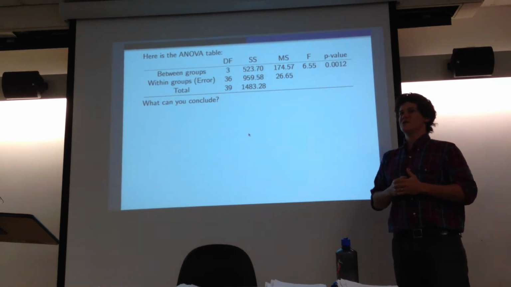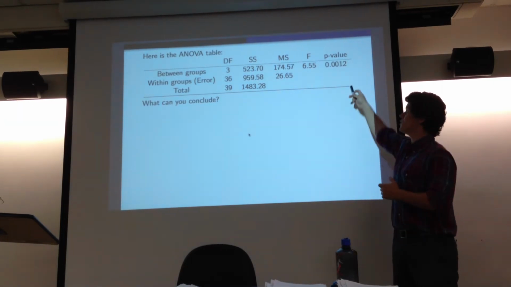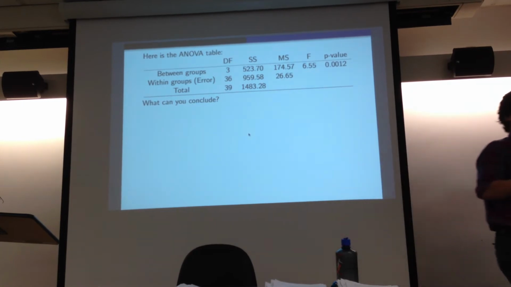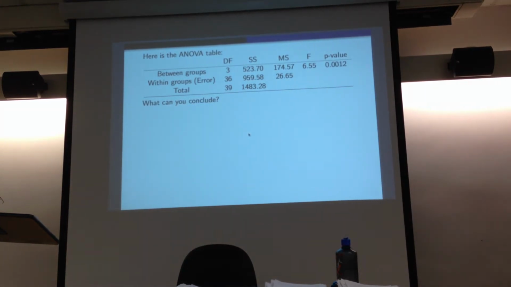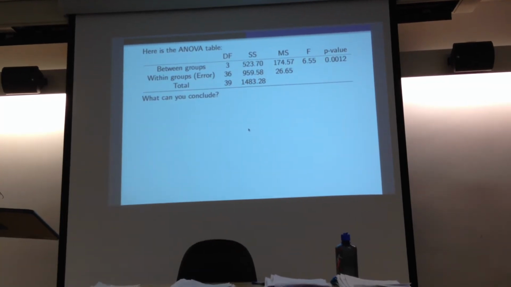So a follow-up question is, if we've just shown that all the means are not equal, how would we investigate which means are different? What's an efficient way of doing that? Fisher's? Yeah, Fisher's LSD, right?